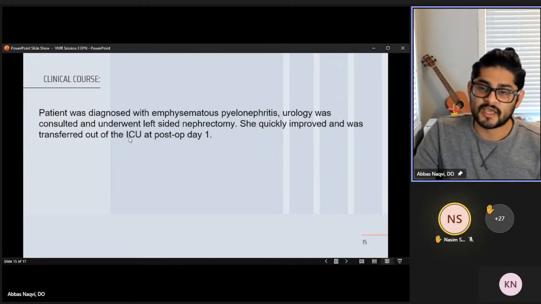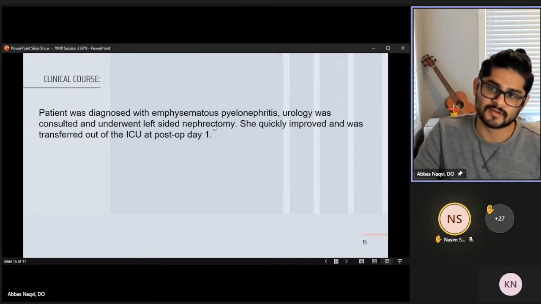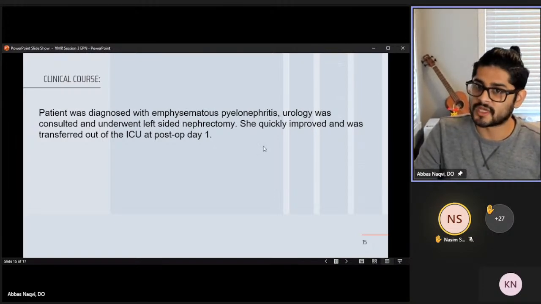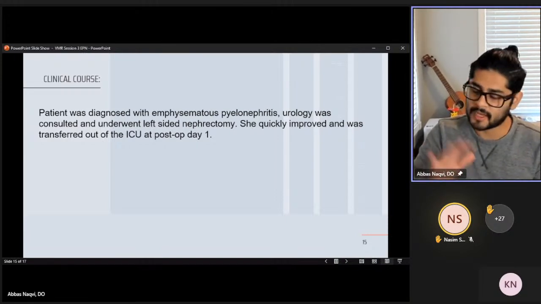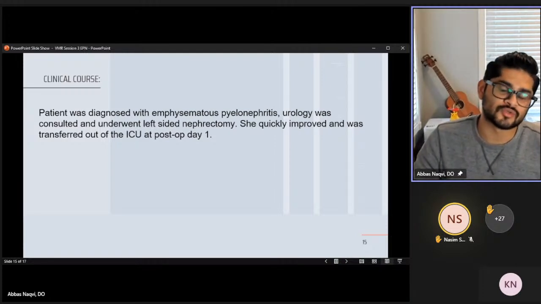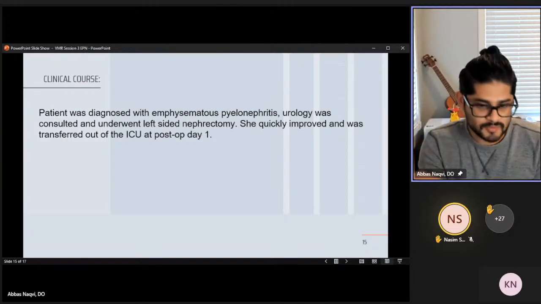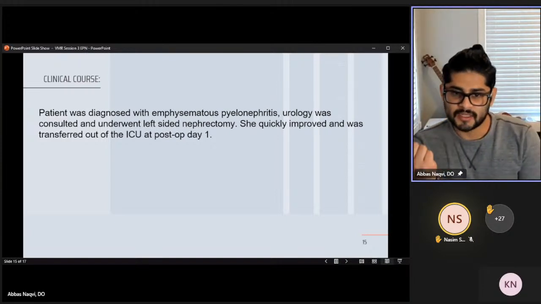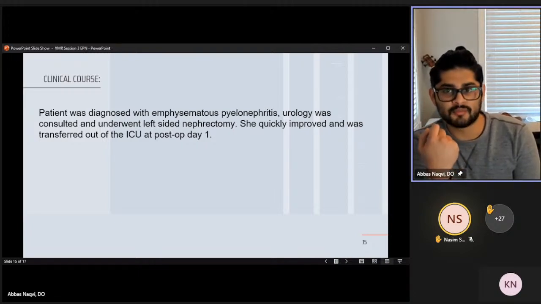Urology was consulted, and she underwent left-sided nephrectomy. So we took out the entire kidney, okay? She quickly improved, was transferred out of the ICU at post-op day 1, okay? Continue on antibiotics, all that stuff. But you basically needed source control. She had this infection in the kidney that wasn't getting better. The kidney was being destroyed by the bacteria. And so you needed to remove that kidney for her to actually get better.